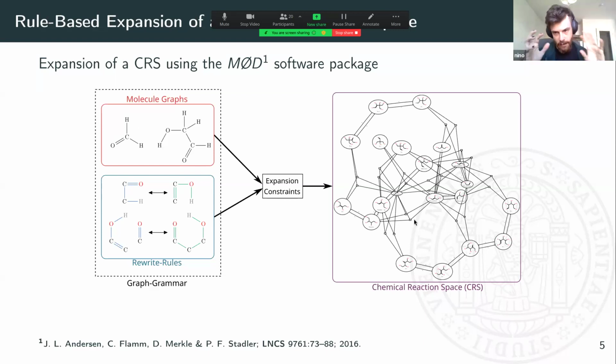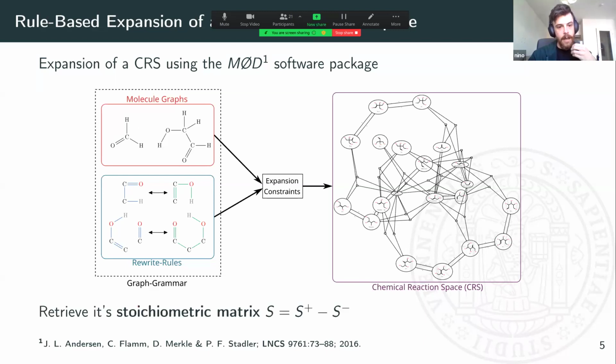So this is basically all the reactions that are in principle possible within this chemistry. And once you have such a chemical reaction space expanded, you can then retrieve its stoichiometric matrix, for example. So the matrix of all the stoichiometric coefficients from all the reactions that you find, which you can also further split into the educt and the product stoichiometric matrices that already contain some useful information that you can later use.